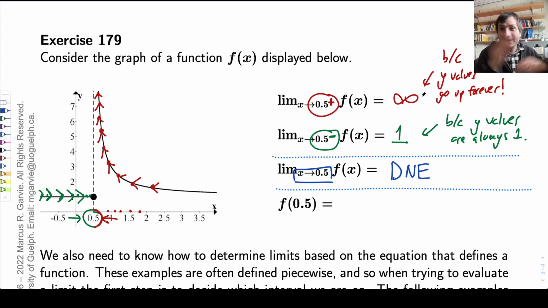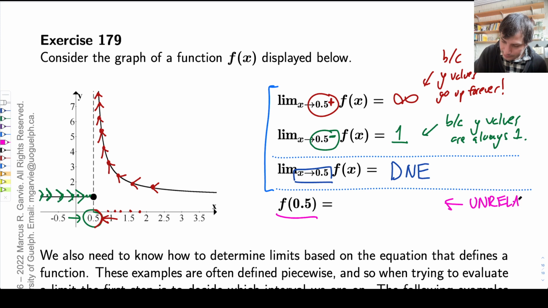Last but not least, completely separate question, right? So far we've been talking about limits, the idea of getting close to. This last thing is a completely different question, which is, what is the value at exactly x equals 0.5? And this, I've said a number of times, is unrelated to the limits. This is like some other question. Unrelated to limits. F of 0.5, you just read it from the picture.